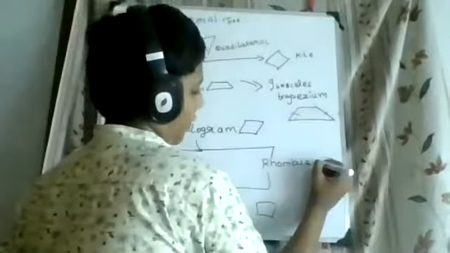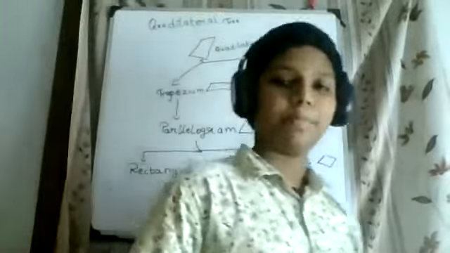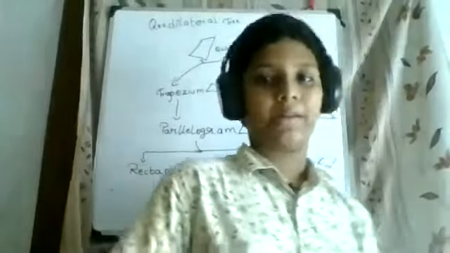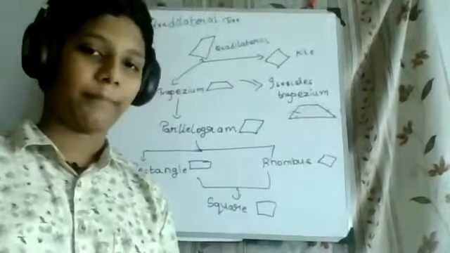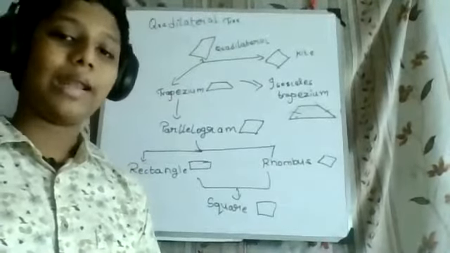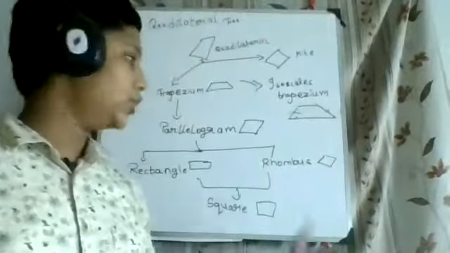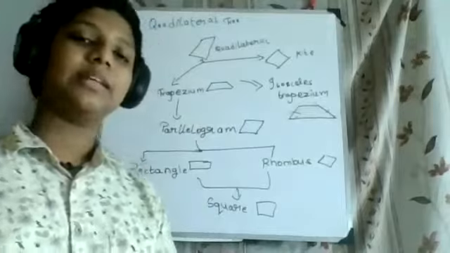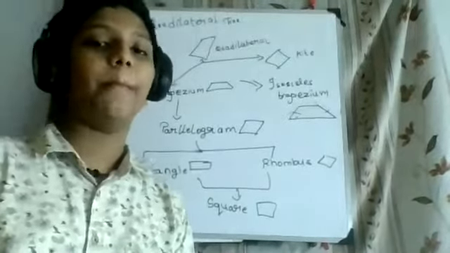Next, rhombus. Every rhombus is a parallelogram as well as a trapezium as well as a quadrilateral. How will you tell? A parallelogram with adjacent sides equal gives a rhombus. Adjacent side means side by side. Adjacent sides equal will give a rhombus.